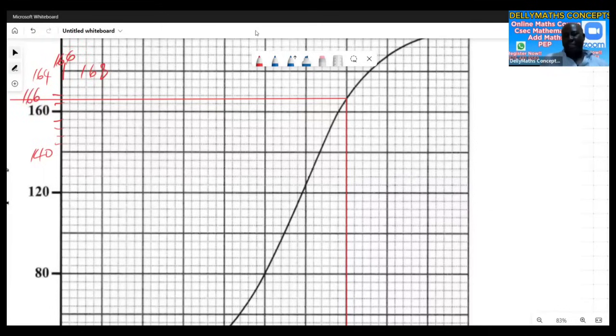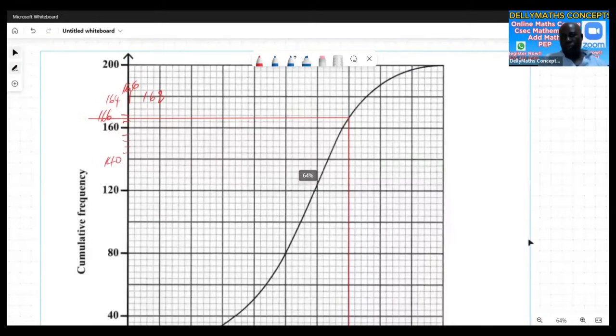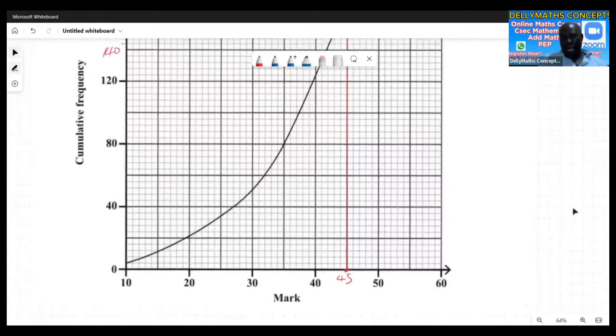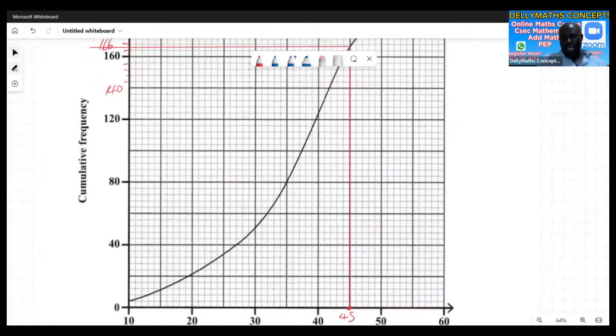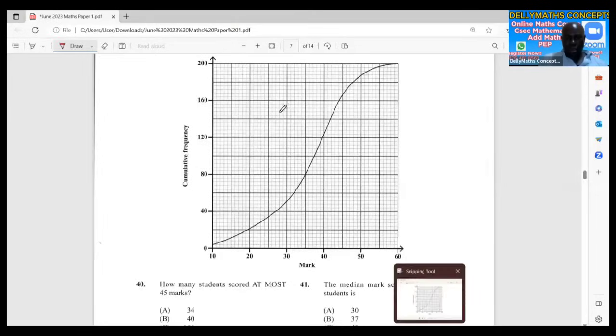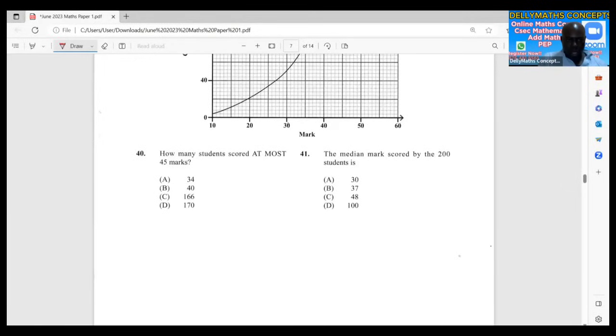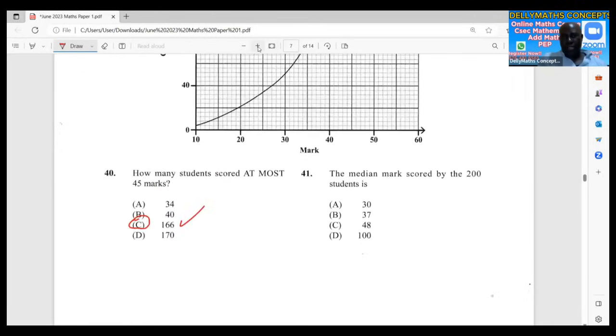So definitely it's a definite answer right there. We came right there. That's the answer. So 166. So our answer is 166 right there. So let's go for the next question.